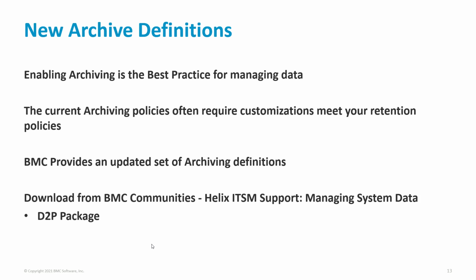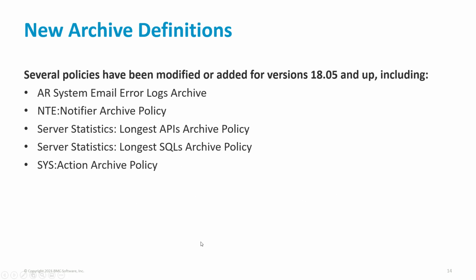So BMC provides an updated set of the archiving definitions that are available in the communities. If you simply do a search on the communities for Helix ITSM support, managing system data, you'll see a communities article that includes a couple of D2P packages. There are two D2P packages. One is for 1805 and up, which is all the way up to 2002, and then another D2P package for a container environment, which is 21.x and above.